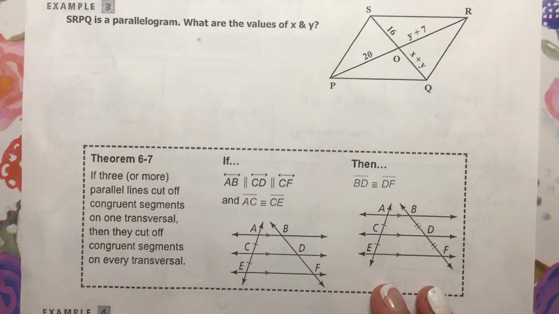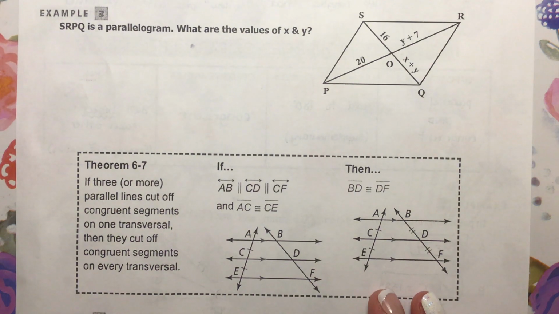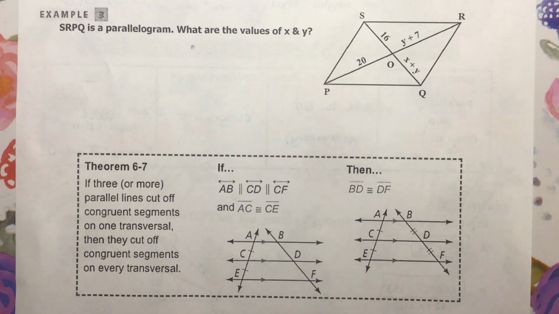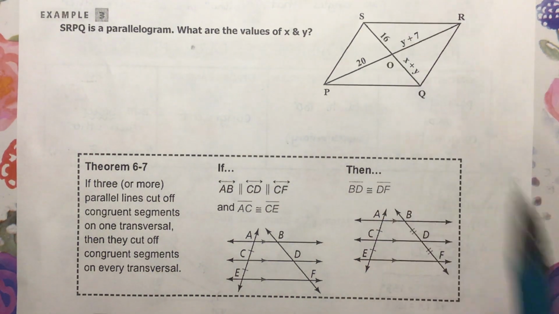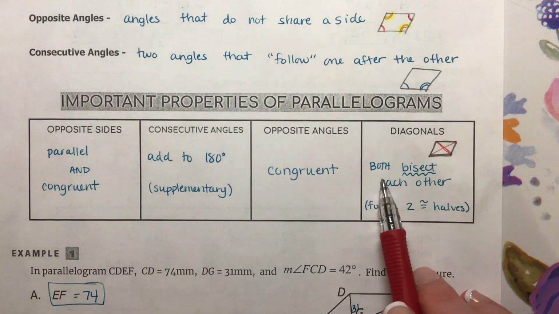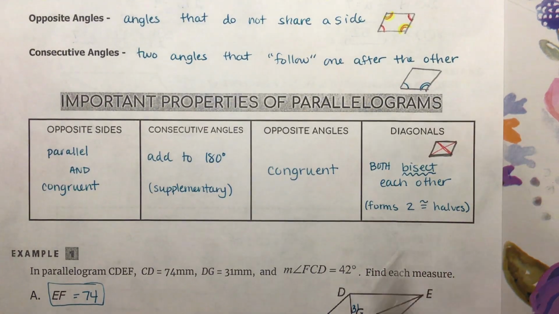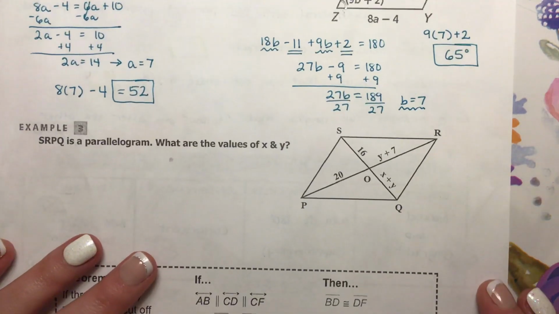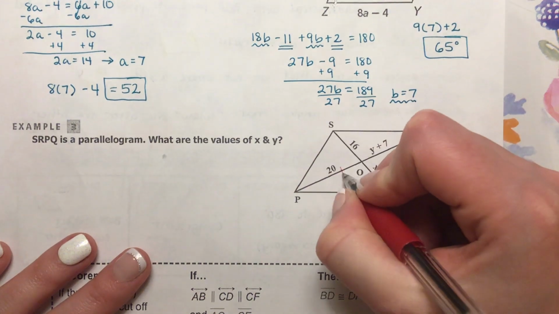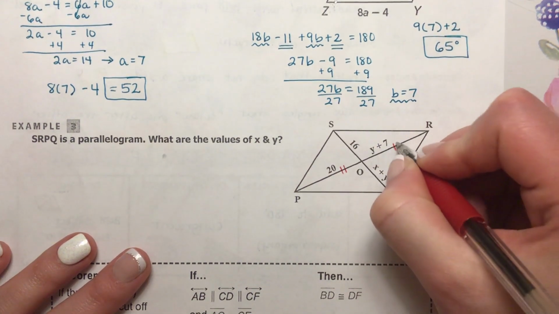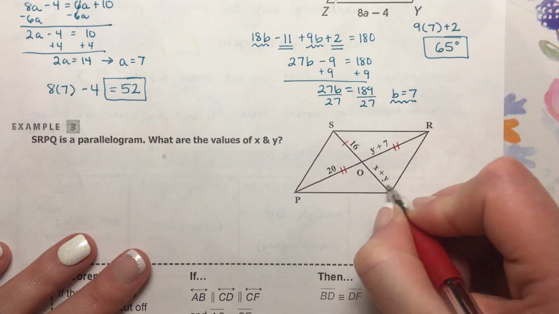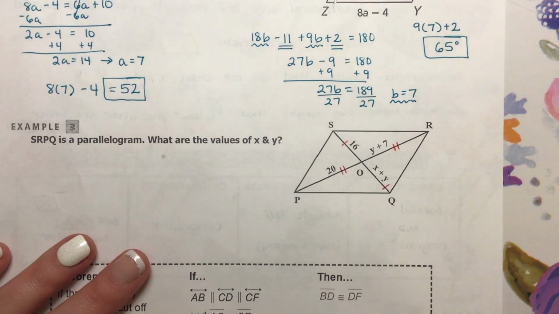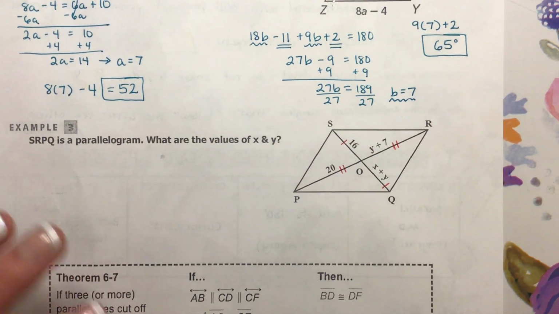In example 3, it says SRPQ is a parallelogram. What are the values of x and y? Because it's a parallelogram, and notice how x and y, they're on the diagonals, let's go to what that property is. Diagonals both bisect each other. In other words, the two halves are the same. So I know that this guy is congruent to this guy, and I know that this guy is congruent to that guy. Because they're congruent, I'm allowed to set them equal to each other.